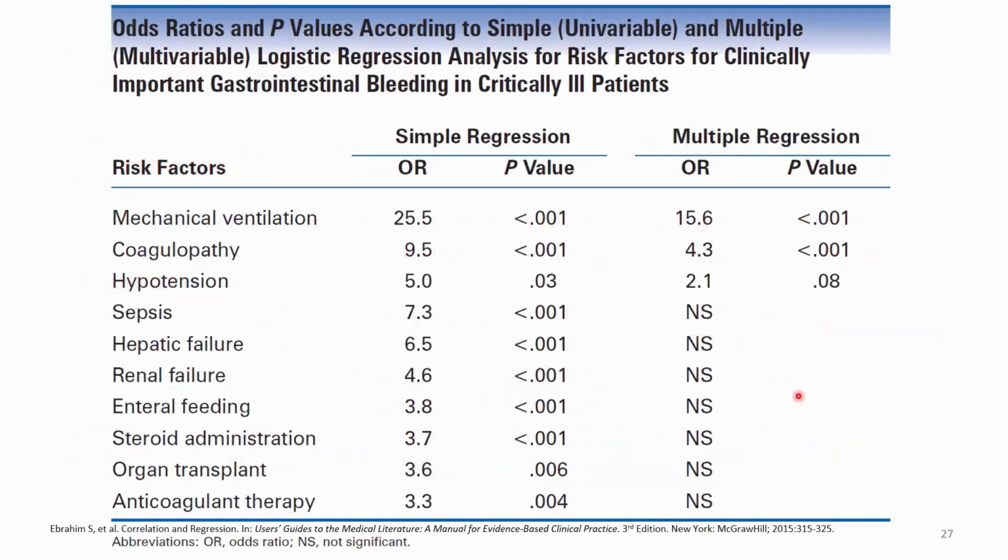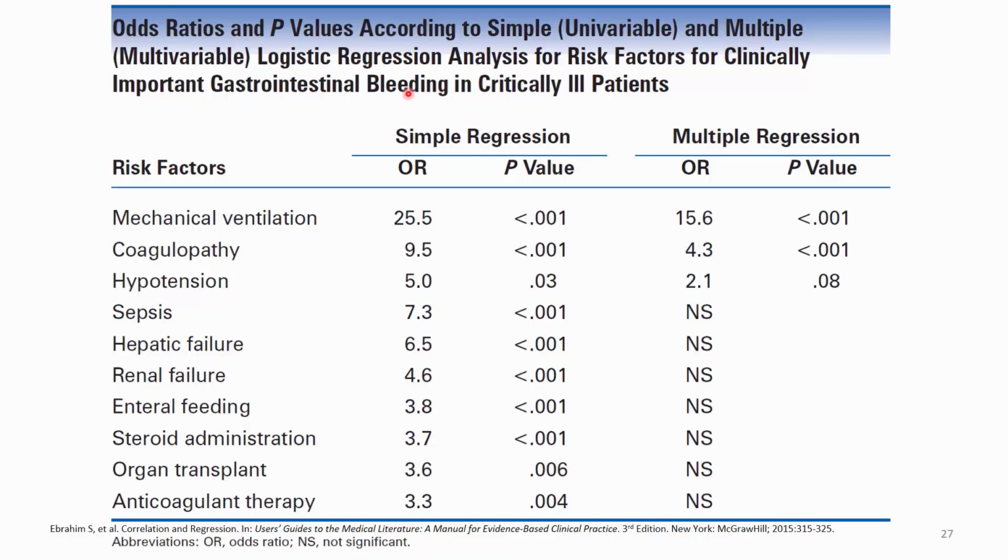So let's take a look at an example. So here in this study, they were looking at basically risk factors for what's the likelihood that someone in the ICU will have bleeding in the gastrointestinal tract. So the dependent variable is bleeding. So that's the clinical outcome. They're interested to know what's the likelihood that patients will have bleeding. So that's your dependent variable, and then all these risk factors are your independent variables. So they can analyze this one by one.